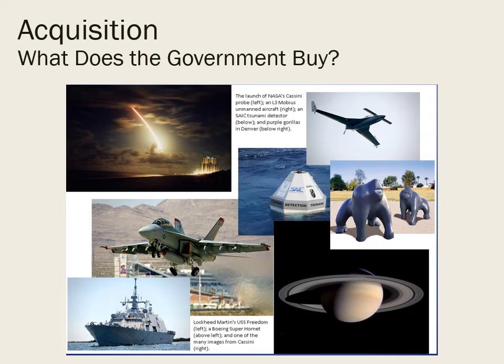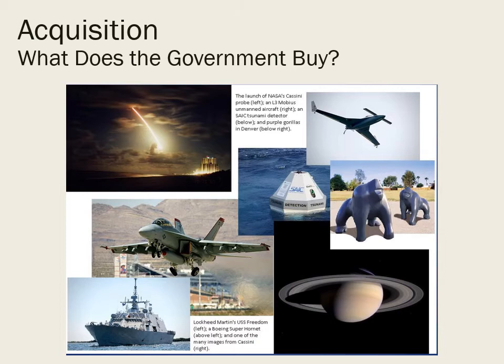So what does the government buy? I mean, the short answer is all kinds of stuff. So I've got here on the screen images from NASA's Cassini mission, that's the launch and the photo of Saturn. There is a tsunami detector by SAIC. We've got fighter jets and ships. The city of Denver bought some purple gorillas. I don't actually know why, other than the fact that Denver likes large animal sculptures, although in that case, they should really be blue gorillas.